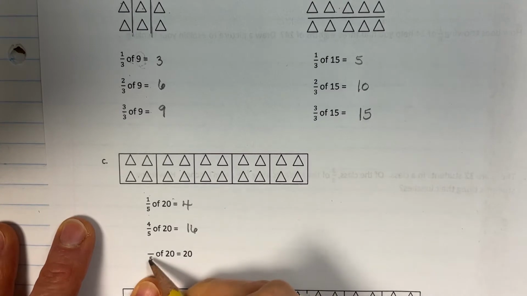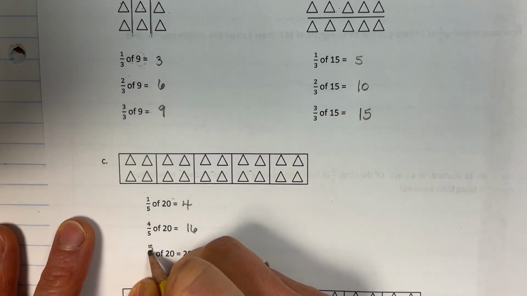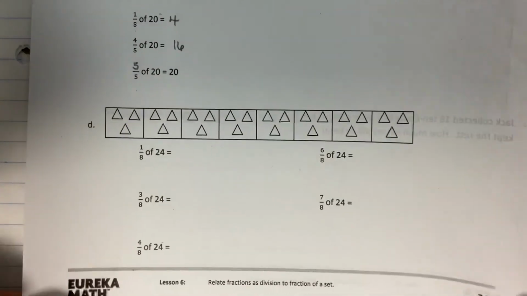Now this says, how many fifths of 20 is 20? Well, that would mean all of them, right? So that would be 5/5. All right, now we have one more on this page.